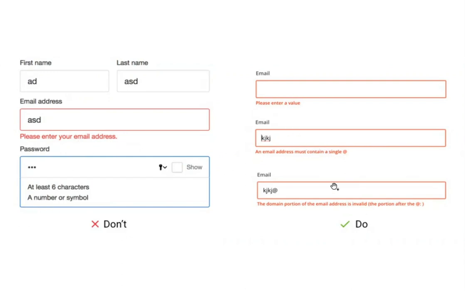And on the right, this is the same form. As you type, the message that gets displayed changes. So when it's blank, it says please enter a value. And when you start typing something, it will say an email address must contain a single @ mark. Then when you type the @ mark, the domain, it says the domain portion of the email address is invalid, the portion after the @ mark.